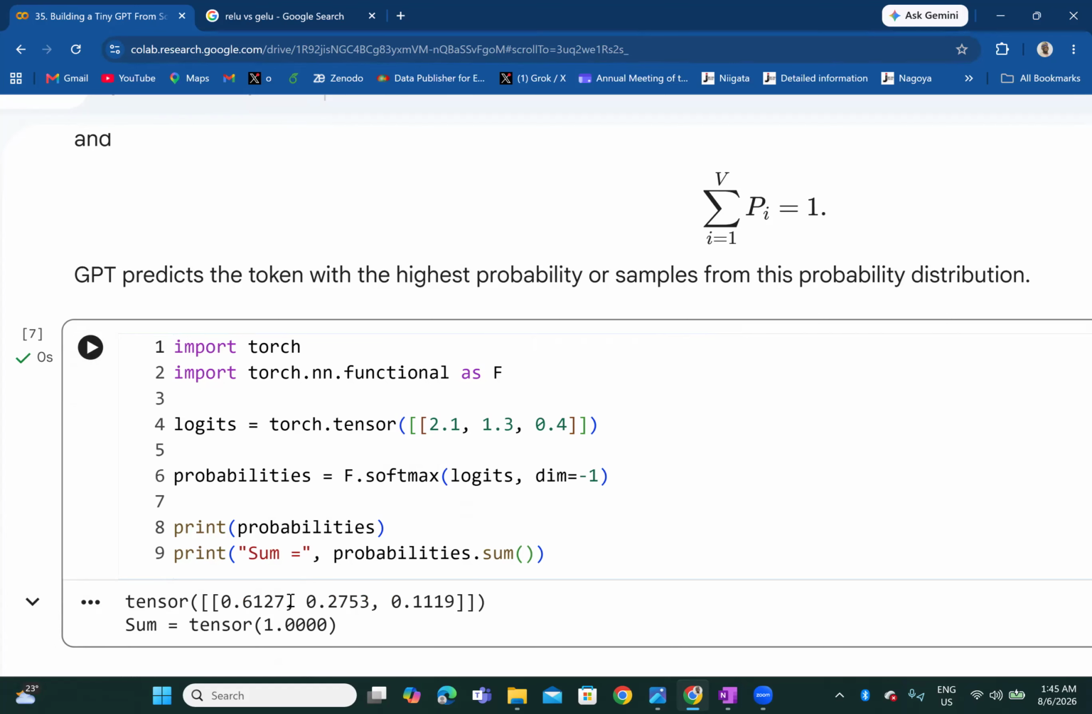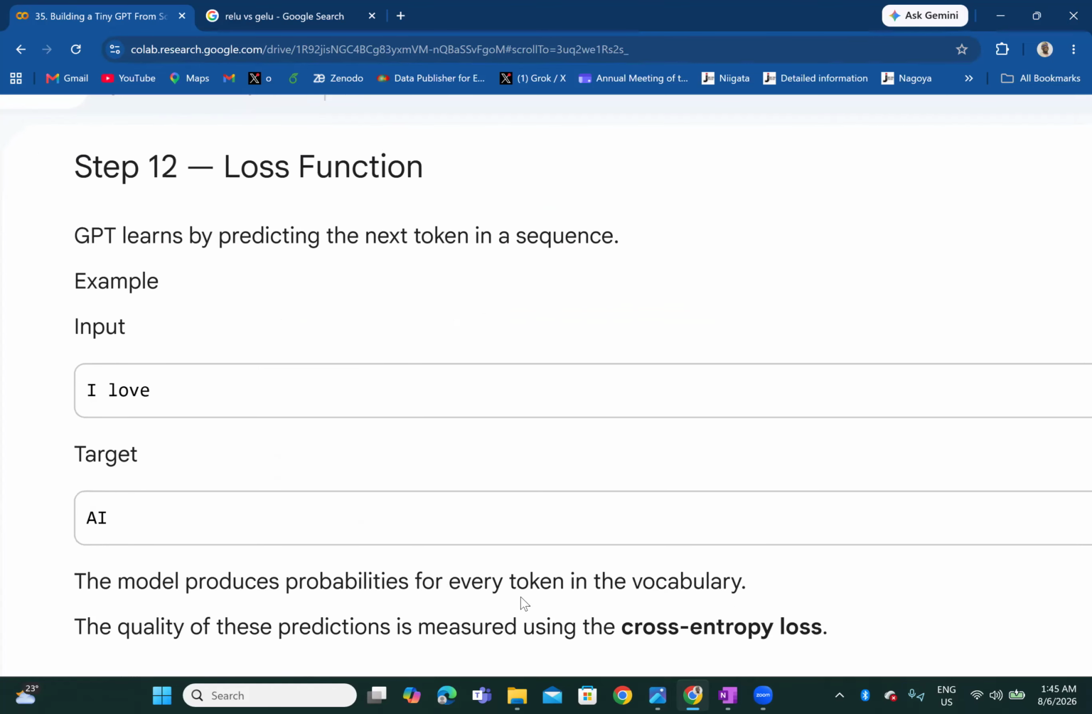For 2.1, the probability is 0.617. For 1.3, the probability is 0.2753. For 0.4, it is 0.1119. That means the first one is the one that requires the highest attention. Of course, when you add up all of this, you should get one because it's now a probability distribution. Then we have the loss function.